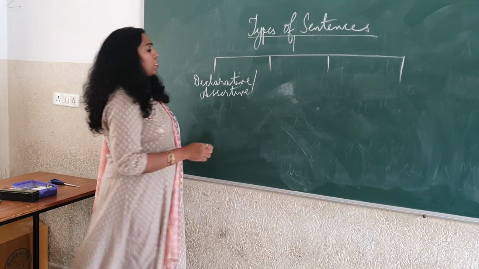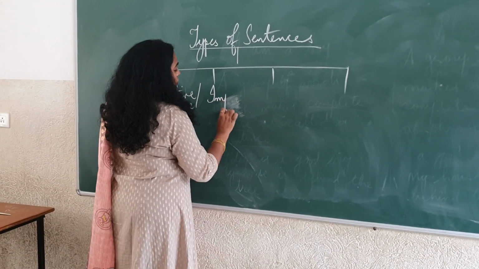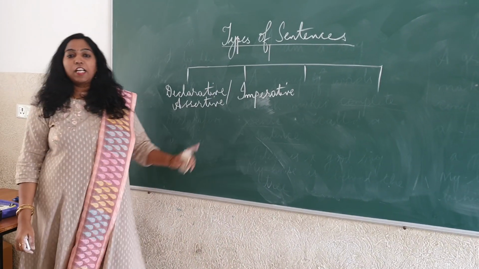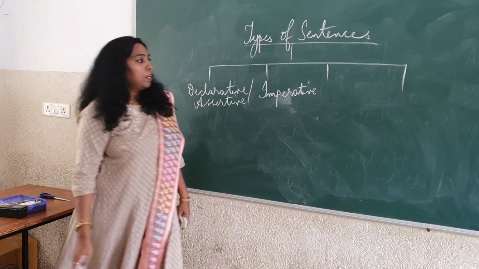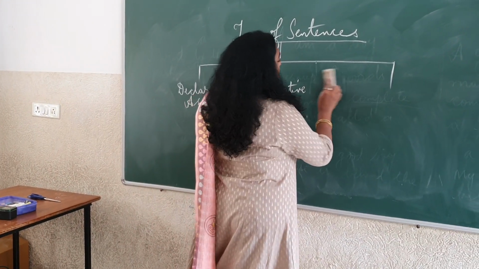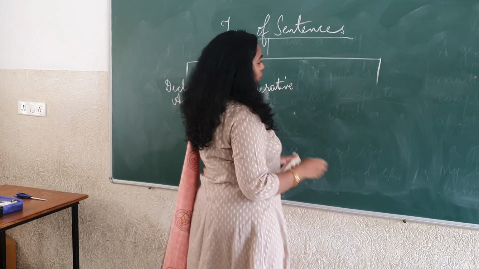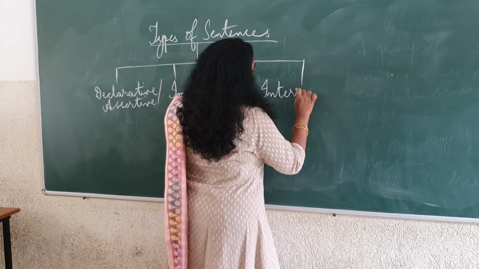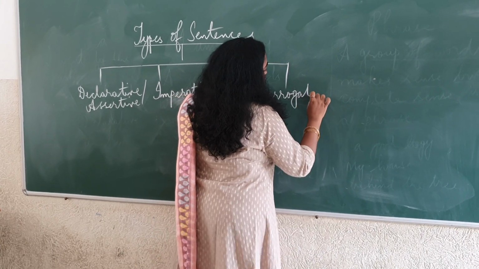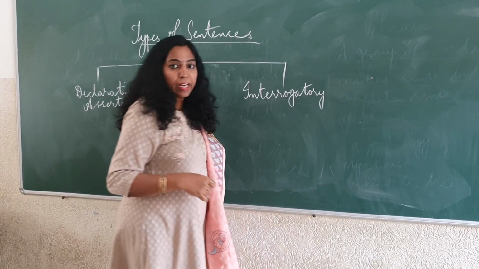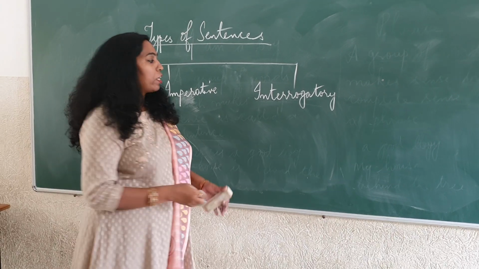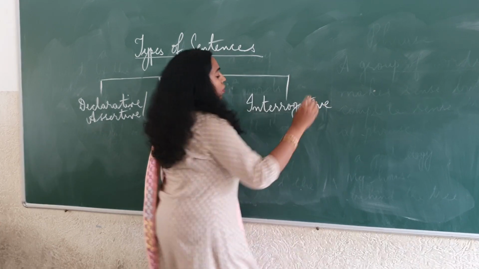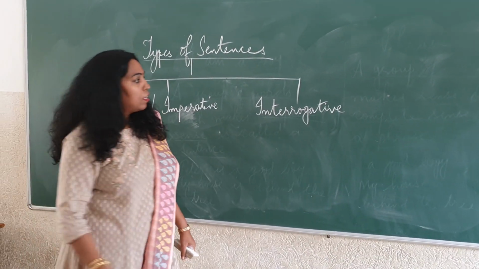The next type of sentence is imperative. Okay? This is the second type of sentence. Imperative. The third type of sentence is interrogatory. Interrogatory or interrogative. You can say interrogatory or interrogative. I think interrogative will be easier for you to remember. Okay? So this is the third type of sentence.